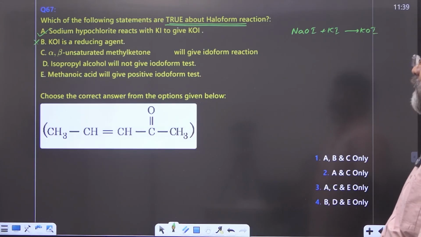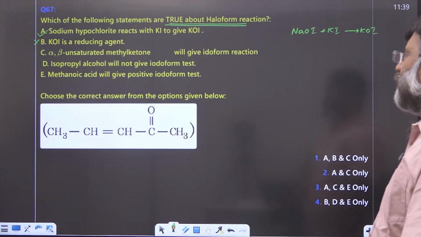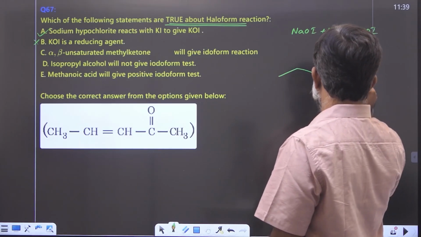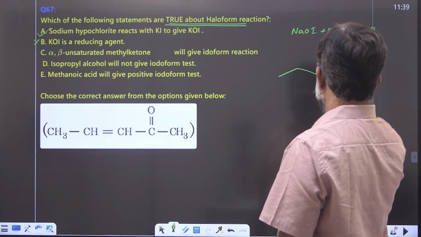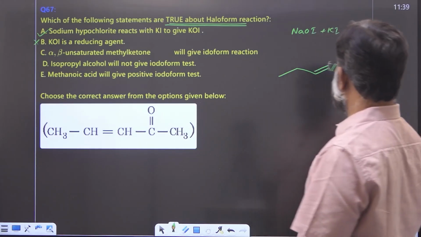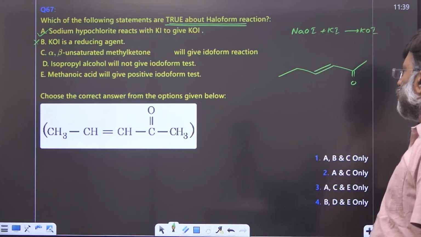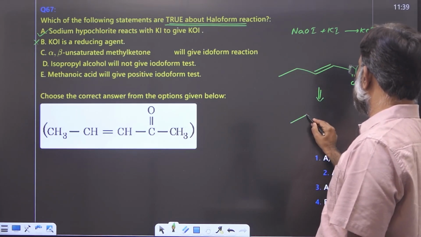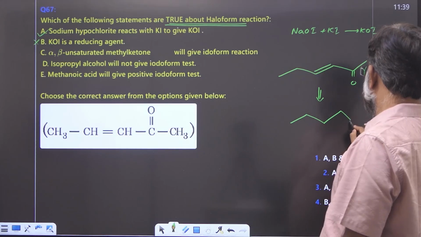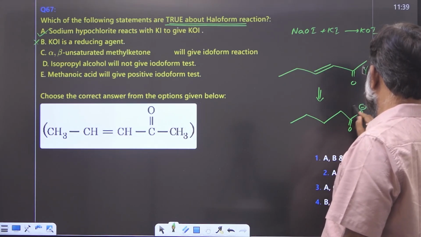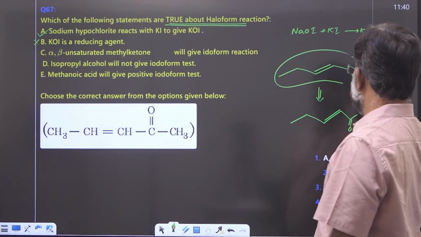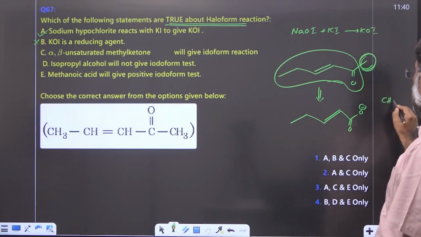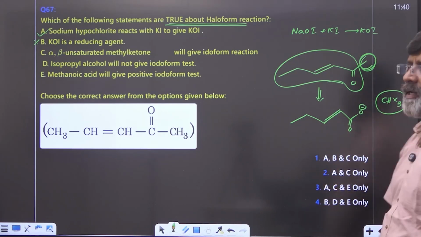Option C: alpha beta unsaturated methyl ketone will give iodoform reaction. Yes, they can. This is a methyl ketone. This is the alpha carbon, beta carbon. Alpha beta unsaturated compound, you will get an iodoform reaction. What will be the result? This part of the molecule will be converted to this, and this methyl group will be converted to CHX3, haloform.